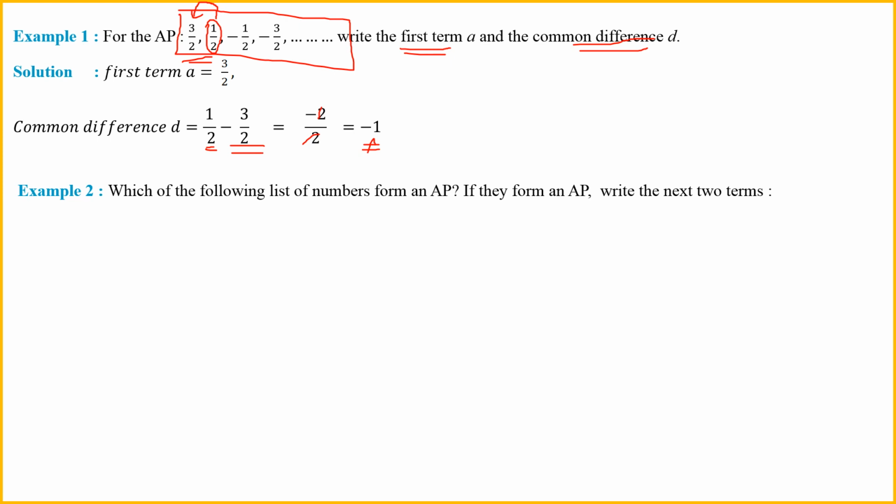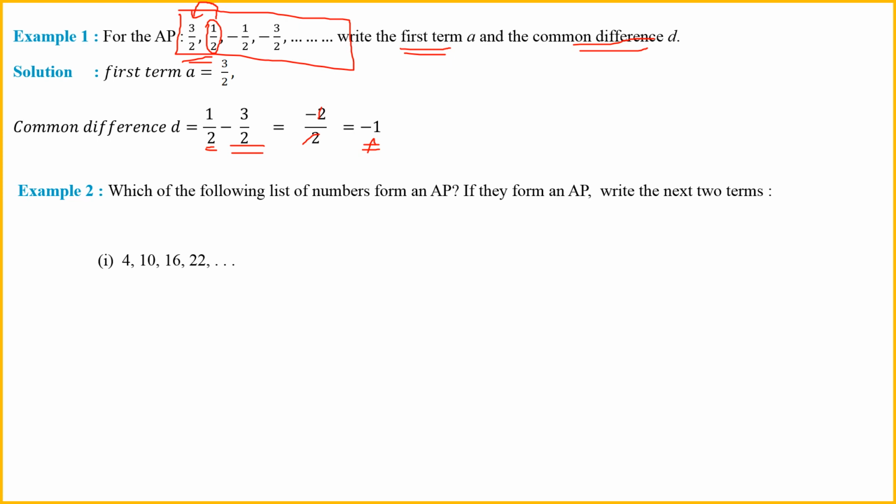Coming to the next question: which of the following lists of numbers form an AP? If they form an AP, write the next two terms of it. Coming to the question here, 4, 10, 16, 22. Let us check if this is in the pattern of arithmetic progression. To check this, what are we supposed to do?